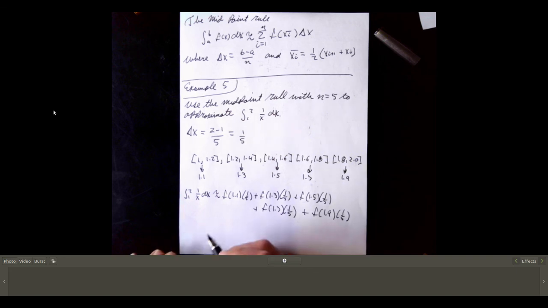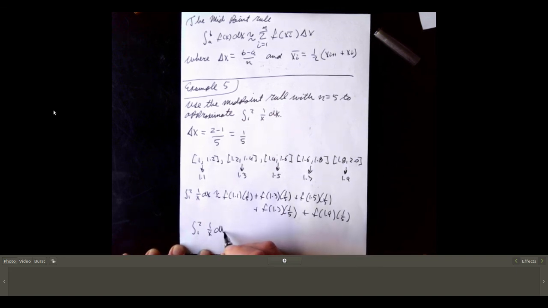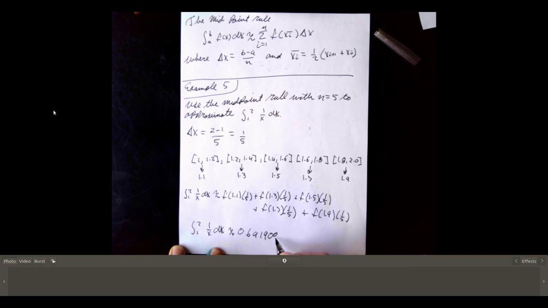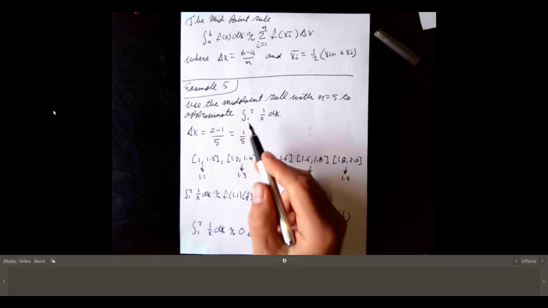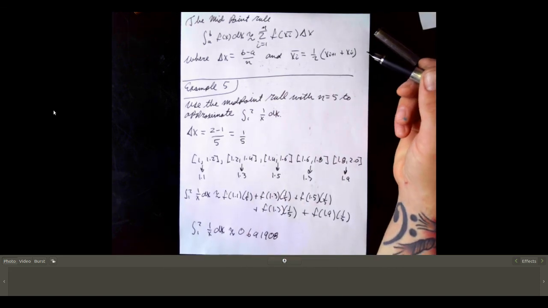Once you evaluate that, you get this integral from 1 to 2 of 1 over x dx being approximately equal to 0.691908. So we're getting there. We're slowly working up to actually calculating these integrals. This was just a refresher on the midpoint rule.